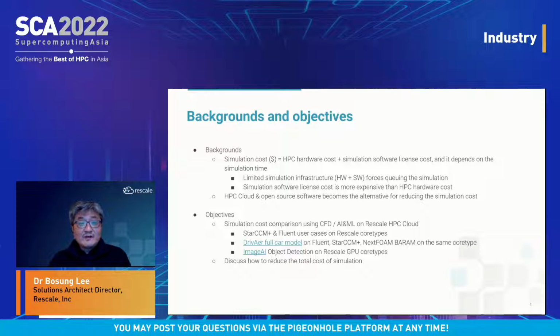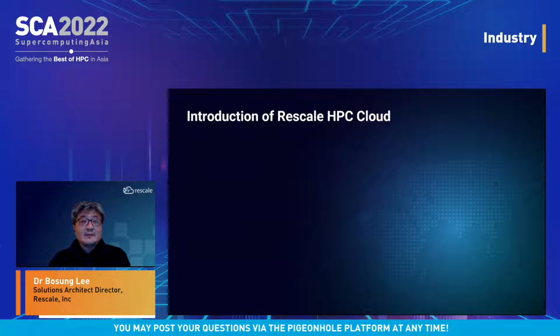It means that if we can reduce the simulation time, we can also save on the total simulation cost. From this simulation cost point of view, I'm going to compare total simulation cost using Star-CCM+, Fluent, and open source software on various Rescale HPC infrastructure hardware. And we will discuss how to reduce the total cost of simulation in the HPC cloud environment. Before we start, I will explain Rescale HPC Cloud briefly.